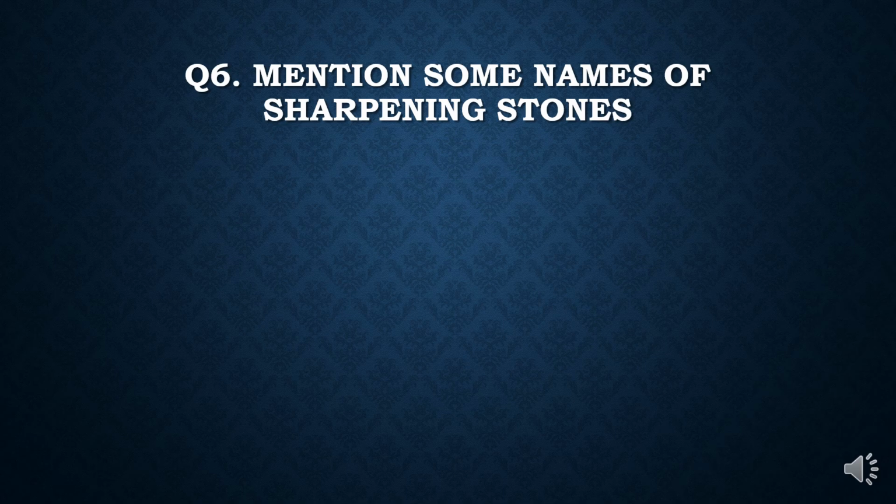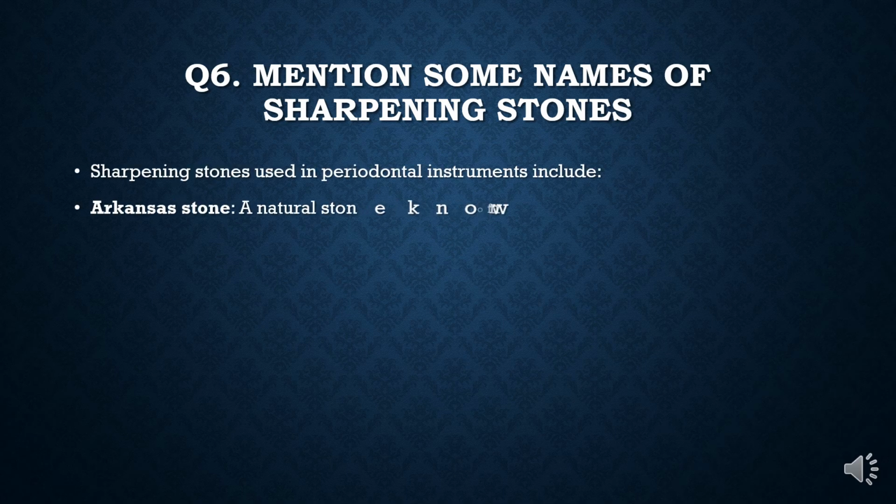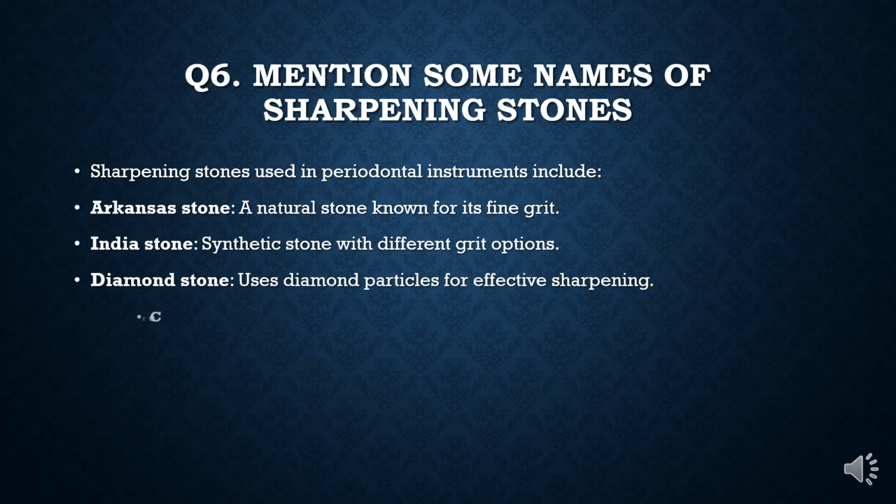Question is mention some names of sharpening stones. These are Arkansas stone, India stone, diamond stone, and the ceramic stone.